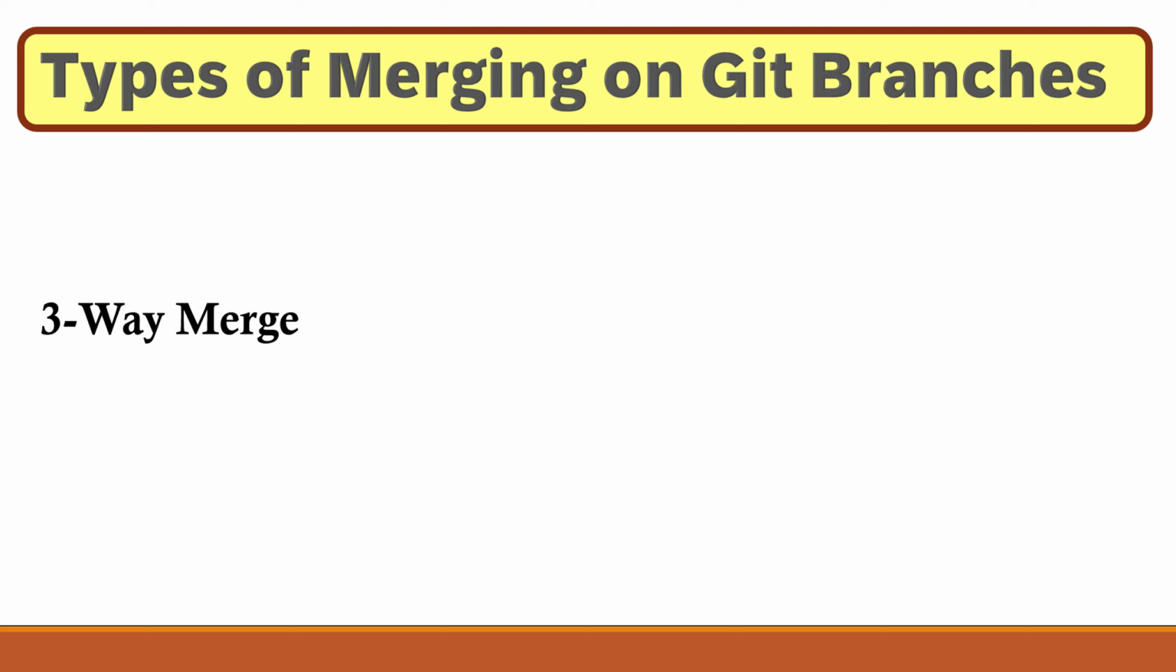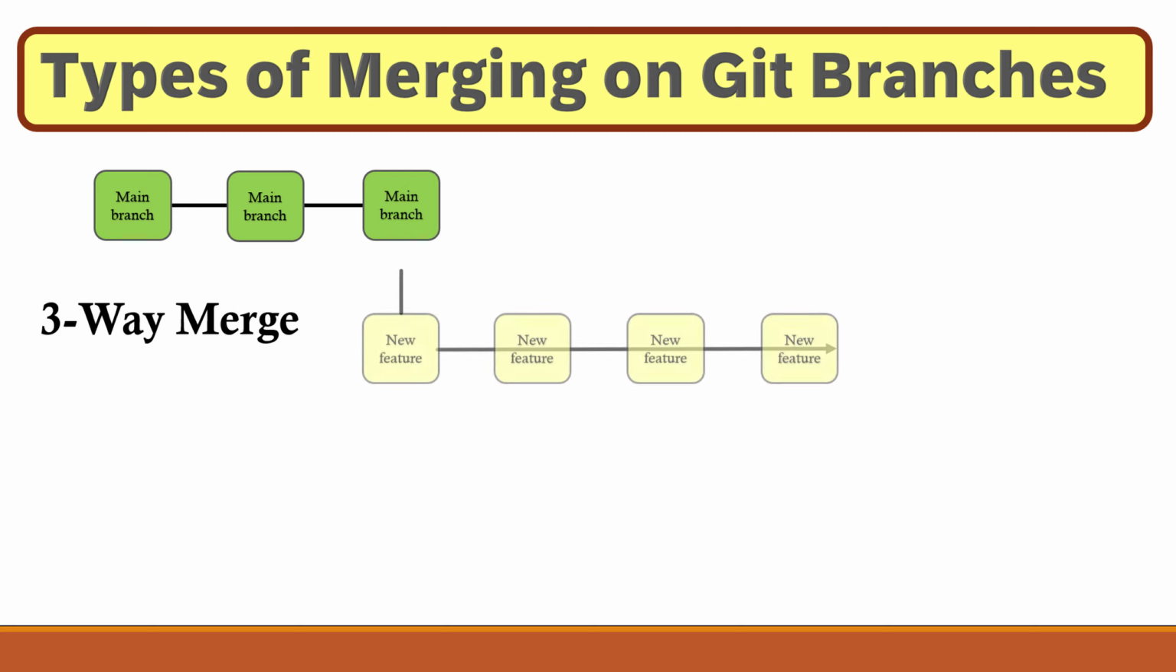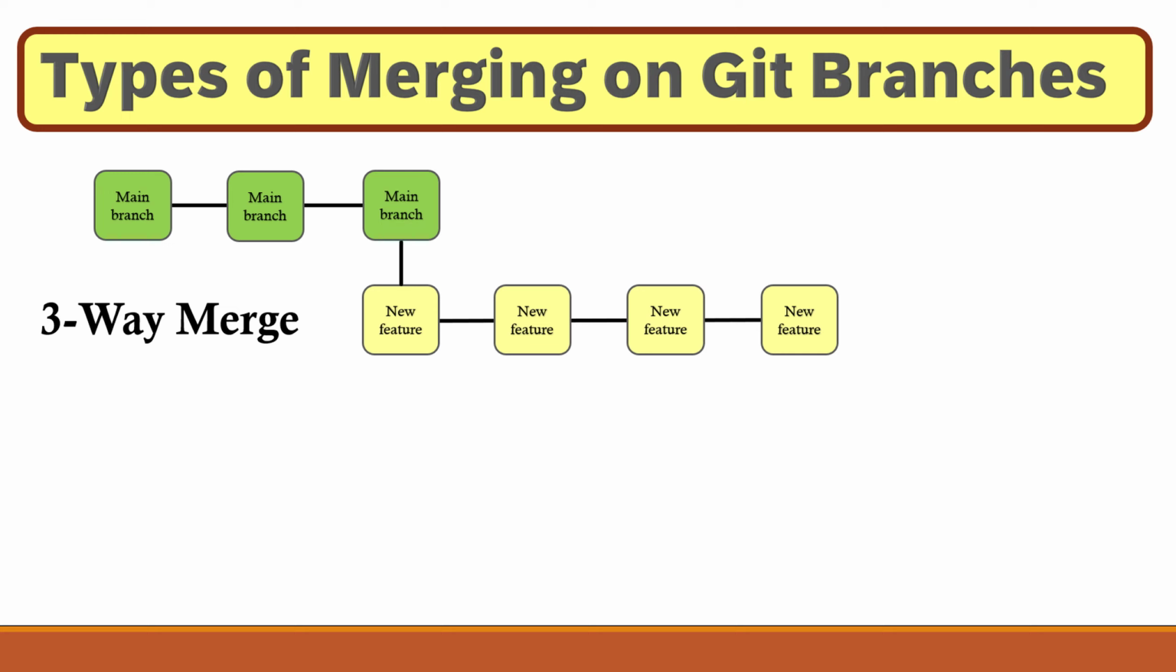The next type of merge we will have a look at is a three-way merge. So looking at the three-way merge, we are working on our main production code, which is our main branch, and we have some commits on them, so we have 3 commits. Then we are asked to work on a new dedicated feature. So we create a dedicated environment for this, a dedicated branch called the new feature branch. That way we can work on our new feature without messing around with our main production code.